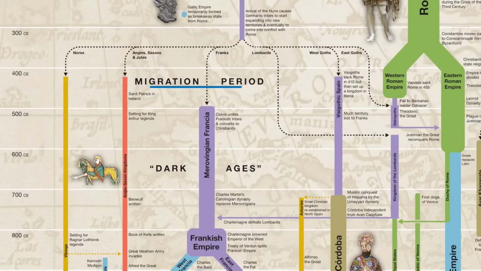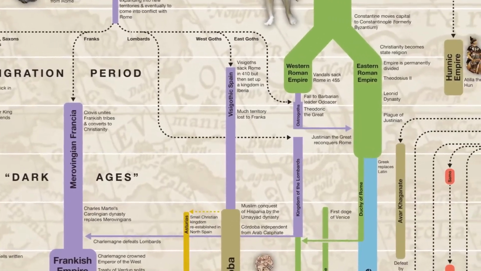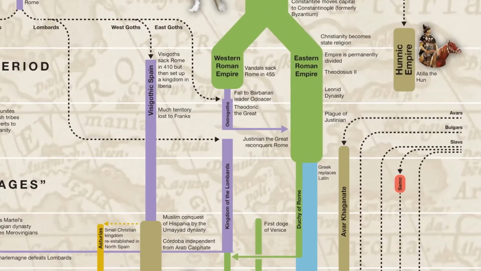But it wasn't just in Western Europe that all this migration was taking place. Around the same time, Eastern Europe saw the arrival of several groups from Asia, such as the Avars, Bulgars, and Slavs. We'll come back to them a bit later.